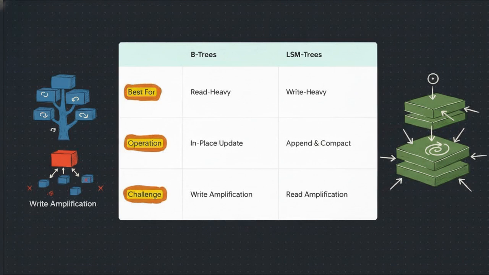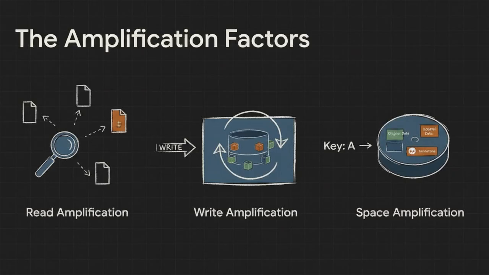B trees, they shine in read-heavy workloads. Their key move is that in-place update. But their main challenge is something called write amplification. Sometimes a tiny little change can force the database to rewrite a whole bunch of data blocks. Now, LSM trees, they're built for write-heavy workloads. Their whole game is appending and compacting. But their challenge is read amplification, because to find the latest version of something, you might have to check a few different files before you find it.